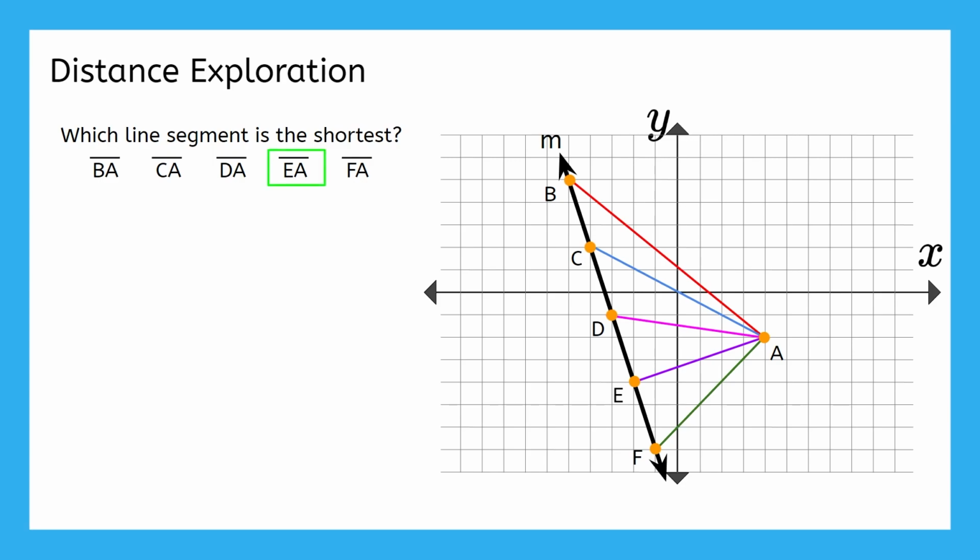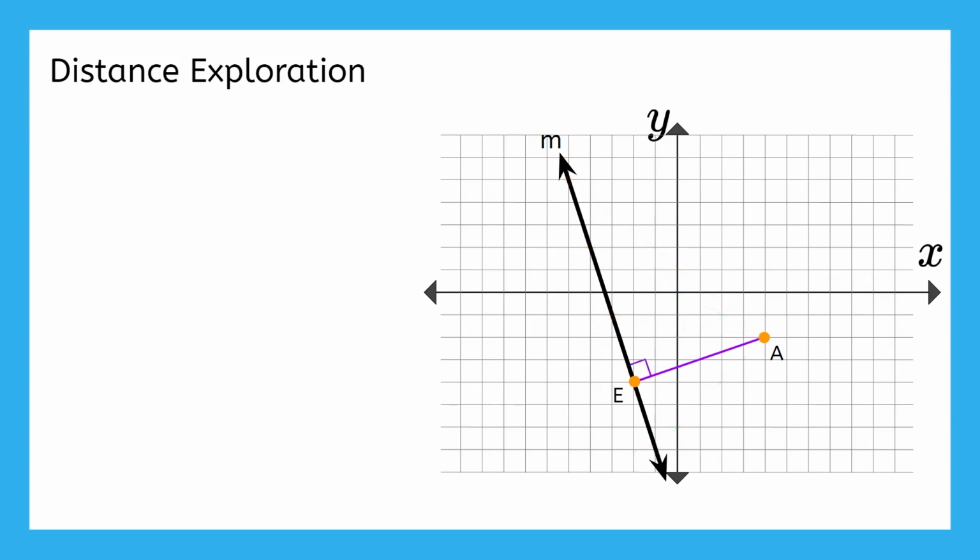Do you notice anything about the relationship between line M and line segment EA? They're perpendicular. We can tell because they meet in a right angle. But it can be hard to identify when an angle is exactly 90 degrees. The best way to tell that they're perpendicular is to look at their slopes. Take a look at the provided graph. What's the slope of line M?